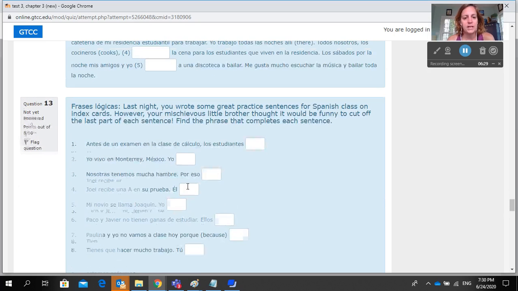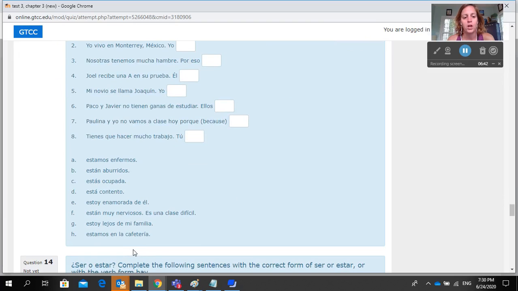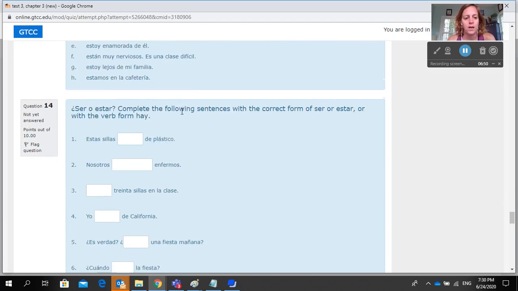Frases lógicas. Last night you wrote some great practice sentences for Spanish, but your mischievous little brother thought it'd be funny to cut off the last part of each sentence. So these are the first part of your sentence. You've got to match it to the second part. So if you think, antes de un examen a la clase de cálculo, los estudiantes estamos enfermos, then you would put an A right here.